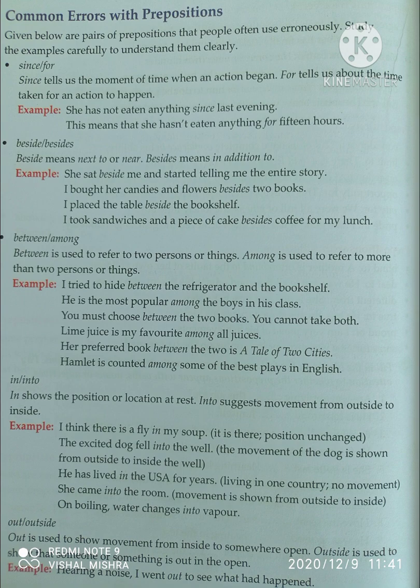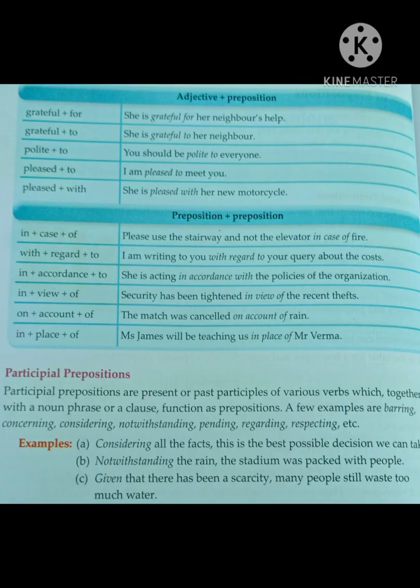Now let's find out the difference between out and outside. Out is used to show movement from inside to somewhere open, while outside is used to show that someone or something is out in the open. For example, hearing a noise, I went out to see what happened, while the officer kept him standing outside for 2 hours. Okay, so in the given examples you can understand why out is used and why outside is used in different places. Today we learned more about adjectives and prepositions.